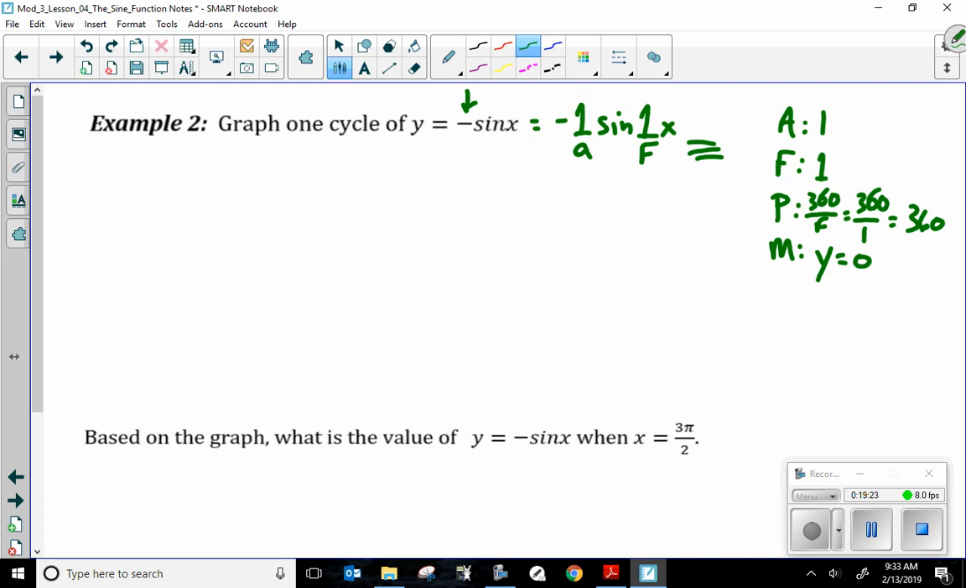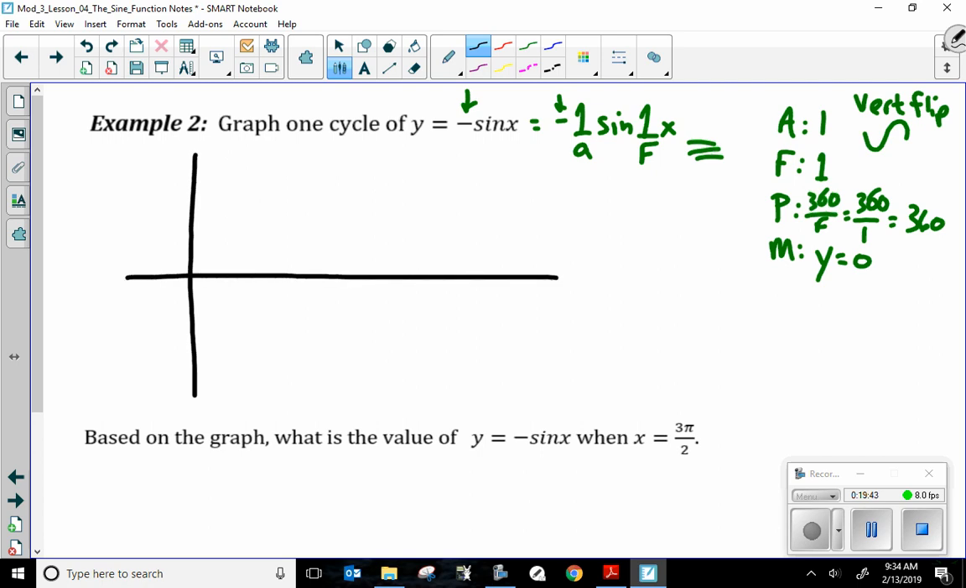But notice, it is negative. So if it's negative, I always say there's a vertical flip. And I draw it like this. It's going to look like that. It's not going to start going up, but it's going to start going down. Sine is my S. Remember that. So it's my S curve. I know the period is 360, so I know it should end at 360 degrees. Half of that, 180. Half of that, 90. 90 plus 180 gives me my 270. And again, we have 0.